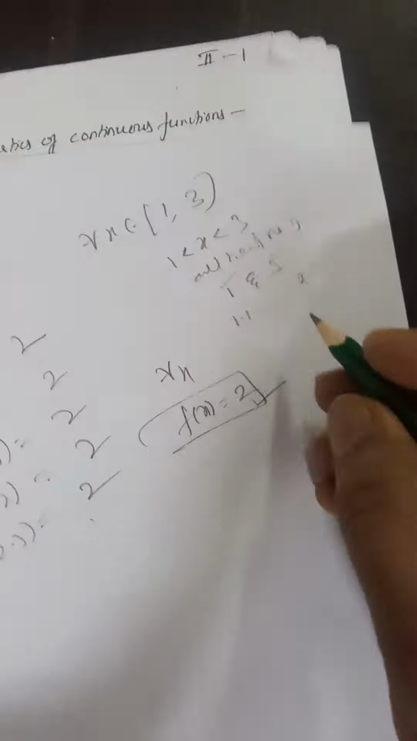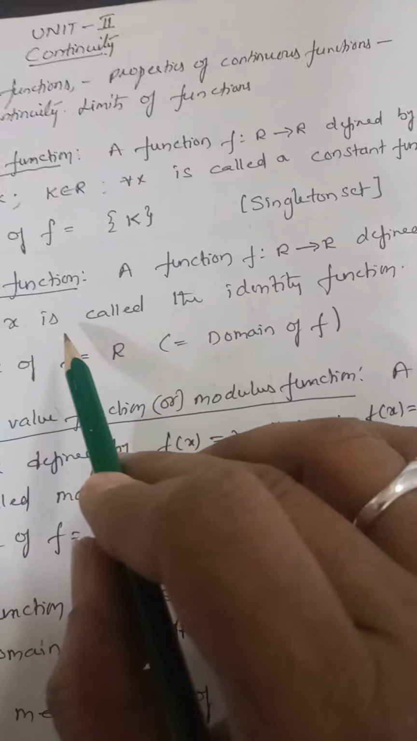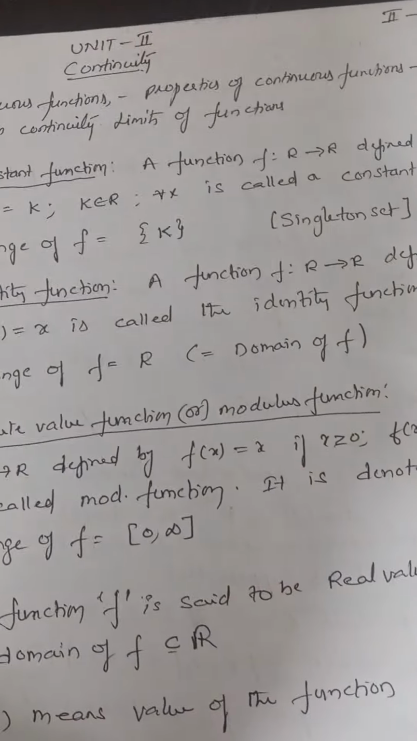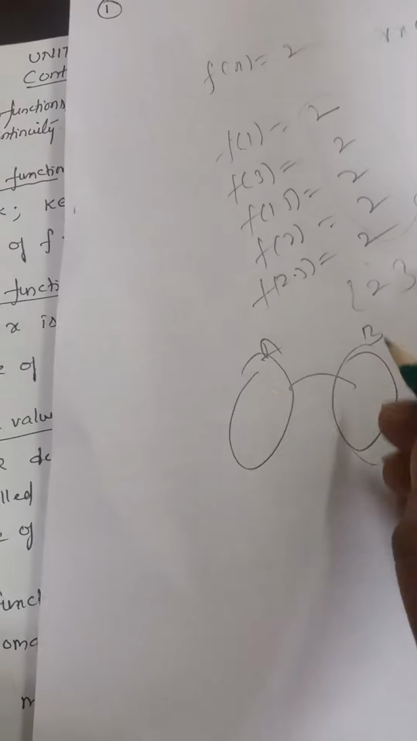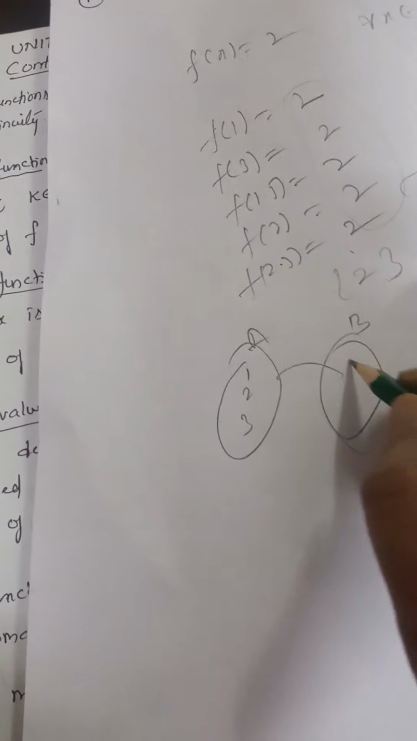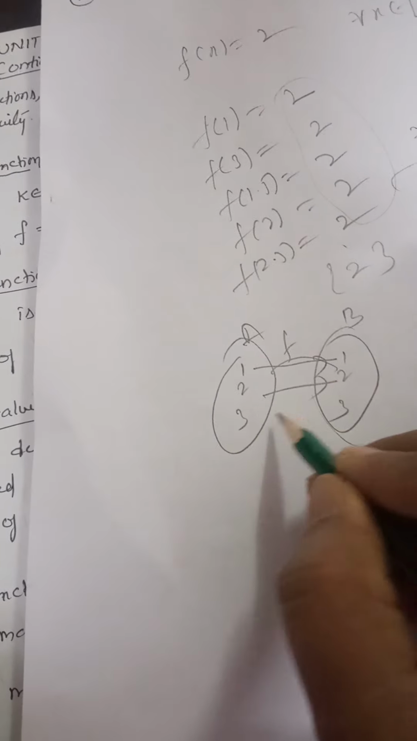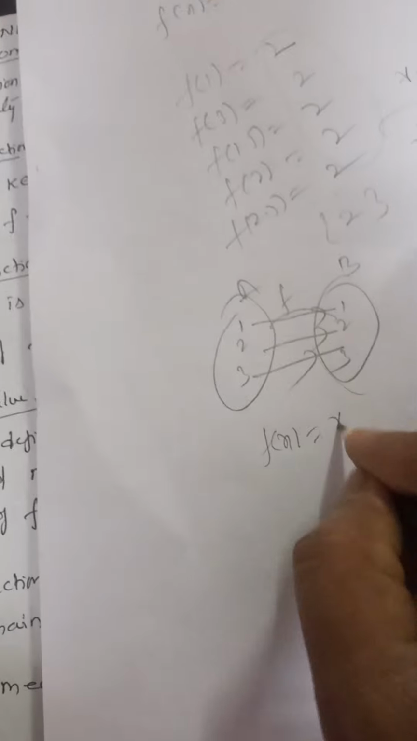Next, the identity function. A function f from R to R defined by f of x is equal to x is called the identity function. The range of f is equal to R. In that case, domain is equal to codomain. Now see, here A is a set, B is a set. Now I am giving you 1, 2, 3, and here also 1, 2, 3. 1 is mapped to 1, 2 is mapped to 2, 3 is mapped to 3. That means f of x is equal to x.